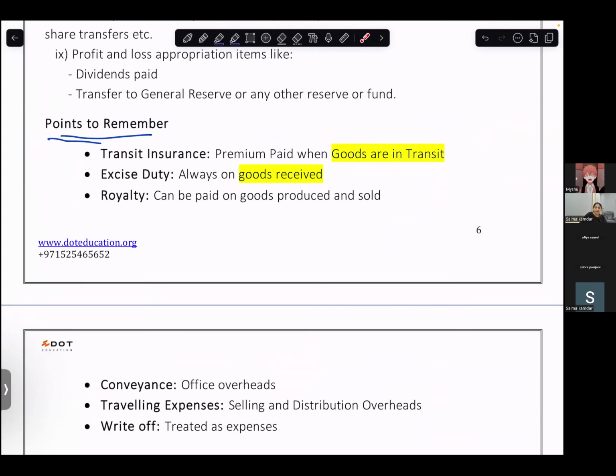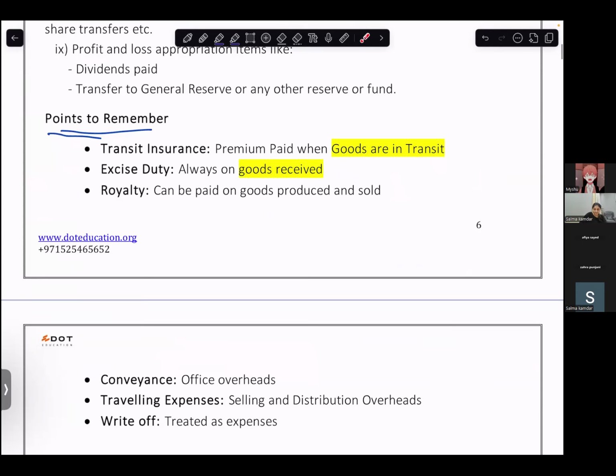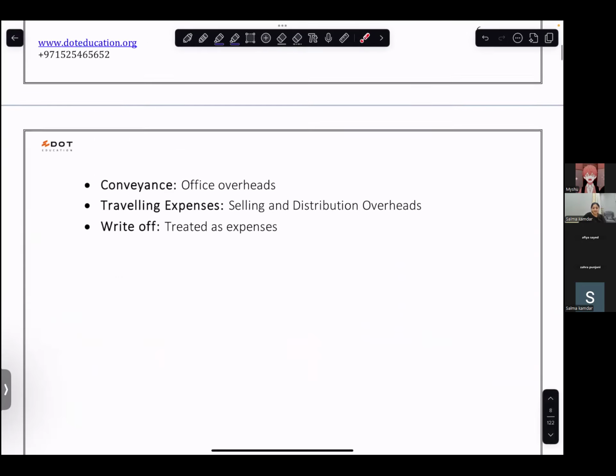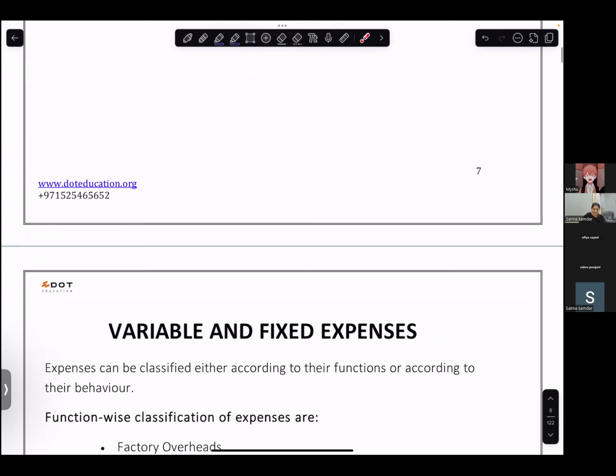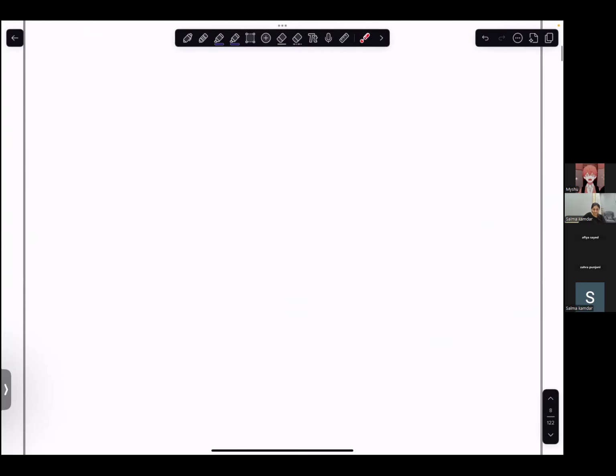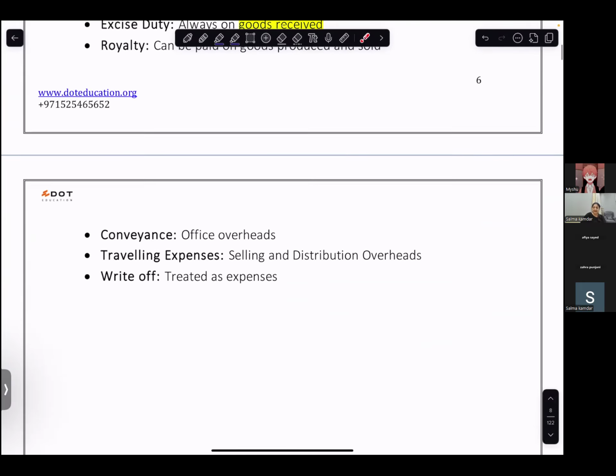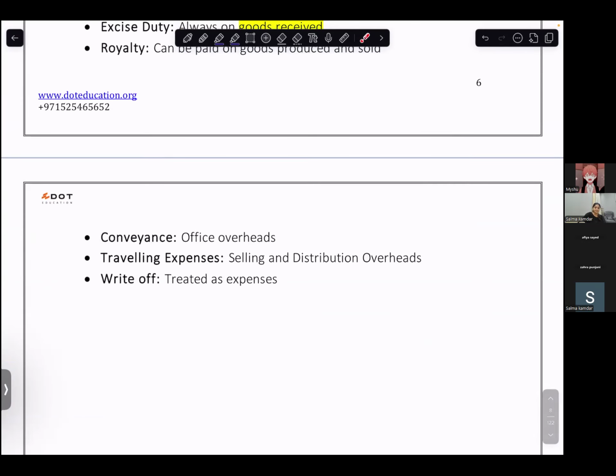Okay. Conveyance, which overheads? Office. Traveling. Selling. And the meaning of write off is you treat it as expense. Direct expense. Okay, whatever expense. Write off means treat as expense. Okay. Now, keeping this in mind, we are going to solve the questions that is selected by you.